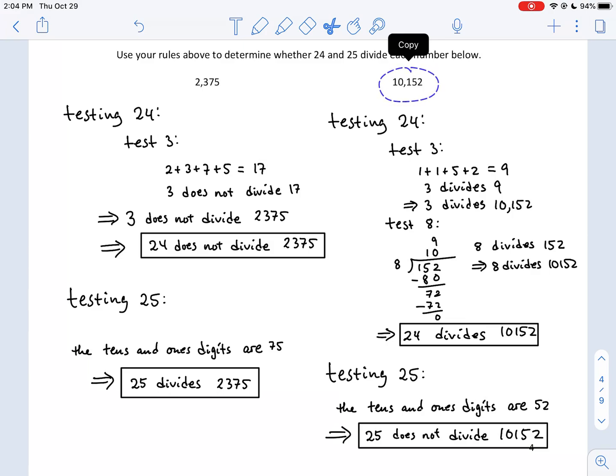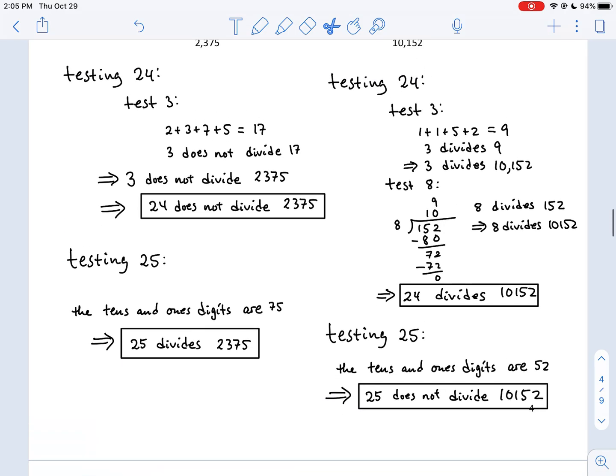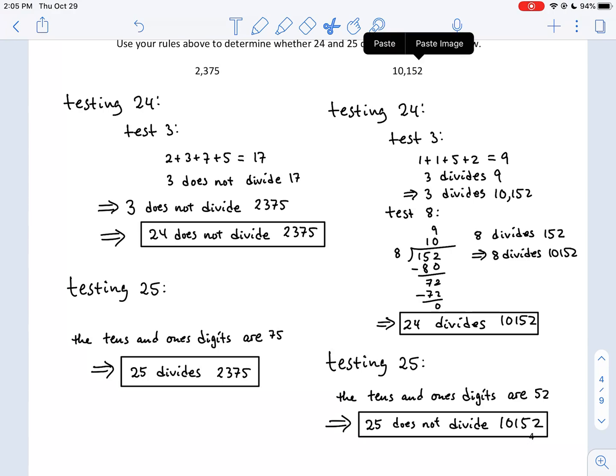In this case here, 10,152, if you add the digits, you get 9. That's divisible by 3, so that's good. And if you divide 8 into just the hundreds, tens, and ones positions, so see if 8 divides into 152. And it does. I did the long division here, and I got 19 as the result. Therefore, 8 divides 152. Therefore, 8 divides 10,152. And since 3 and 8 both divide into 10,152, so does 24.